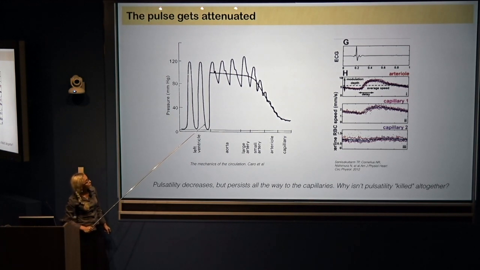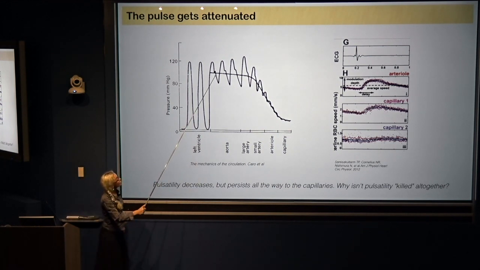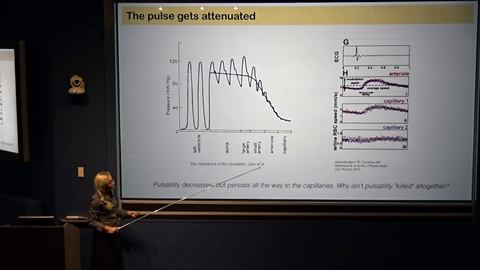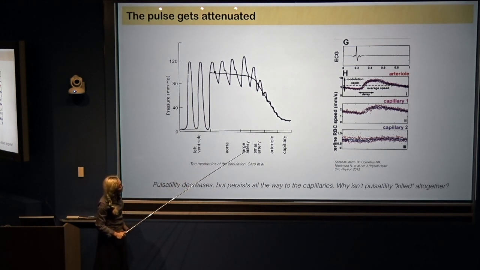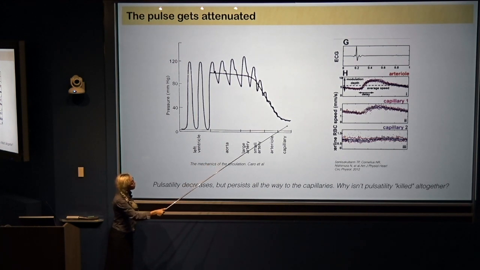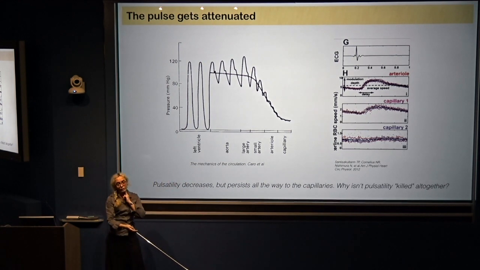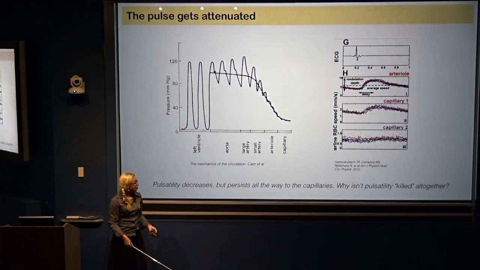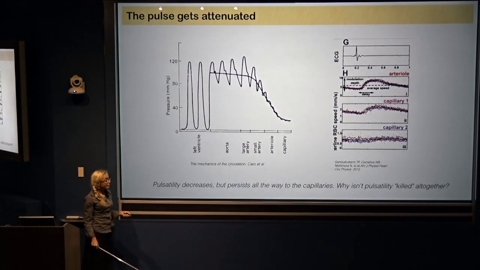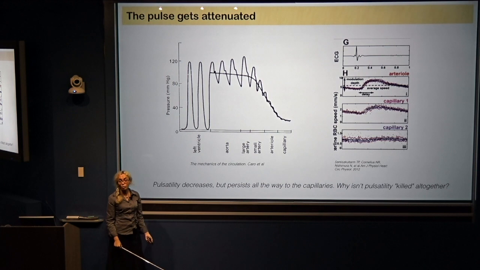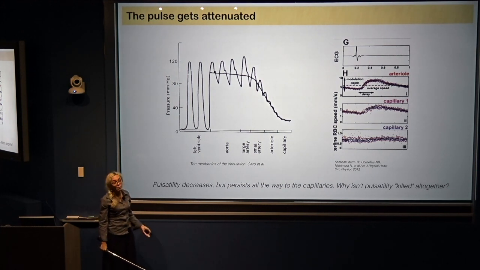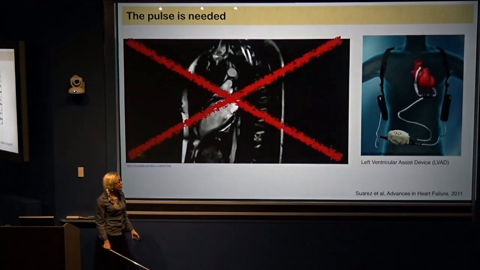The pulsatility decreases. This is a cartoon of the pressure, and the amplitude of the pulsatile wave as it goes from the aorta to large artery to small artery. It's quite high, but as you go lower and lower, the amplitude decreases, but it doesn't completely vanish. There is still signal in the capillaries, and you know it doesn't completely vanish because you take your pulse here, and you also take it here, and you feel it, and the pulse did not completely disappear. So why isn't pulsatility killed altogether by our body if it would be so efficient for the heart as a pump to do that? So that's the mystery.